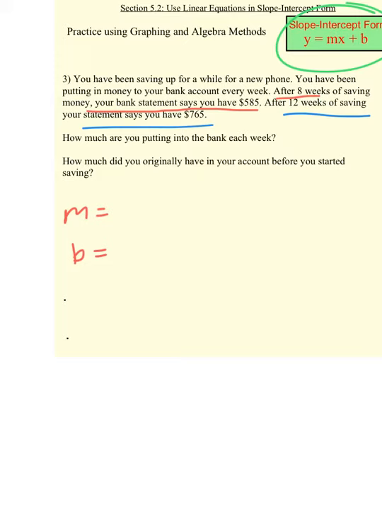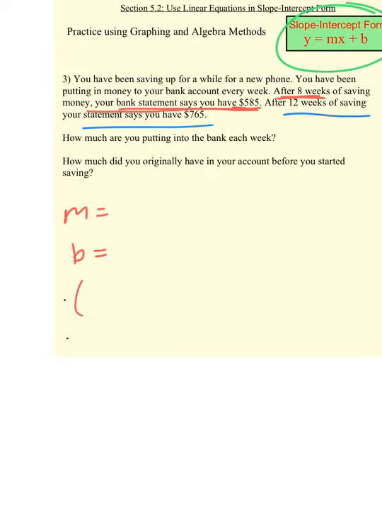Now, what you want to realize here is as you do more of these problems, you start to realize the information that we have here, okay? Realize that we have some things we call ordered pairs, numbers that go together. After 8 weeks of saving, the bank statement says you have $585. I'm going to put them in a table, or you could put them in even ordered pairs.